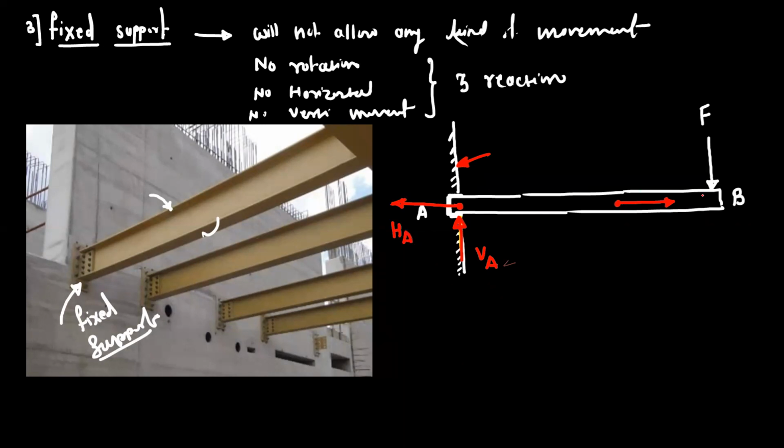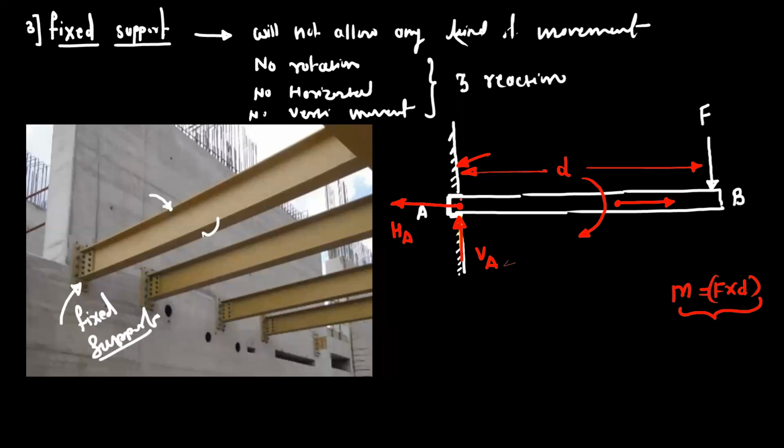And you can observe here this force F will create a moment about the point A. If you take this perpendicular distance to be D, the moment will be F into D, in the clockwise direction. The effect of the moment is that it will create a tendency of rotation in the system. So this force will try to rotate the complete beam AB in this direction.